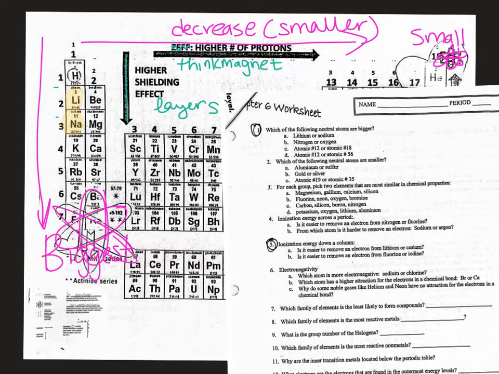We are looking at something that is down a column. When you're looking down a column or down a group, you need to be thinking layers. So now that we're thinking about layers, you look at the numbers off on the left. This one has a 1, this one has a 2, this one has a 3. So what you think about is we have 2 layers versus 3 layers.